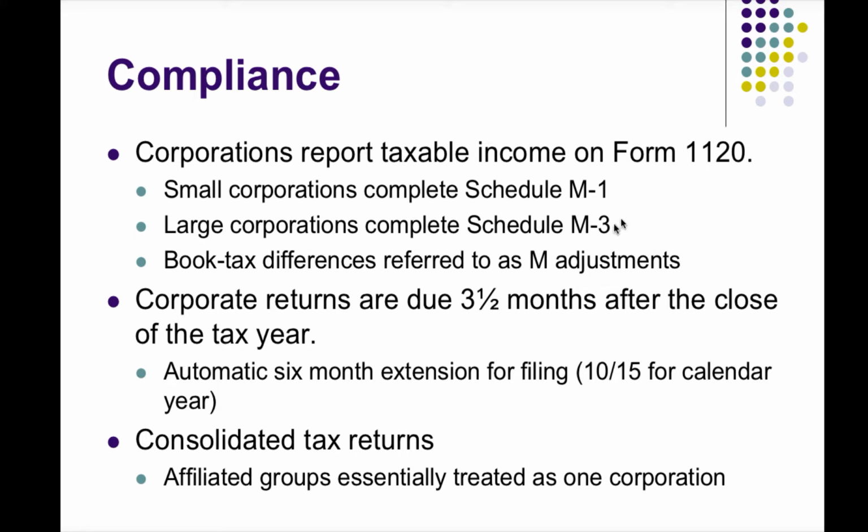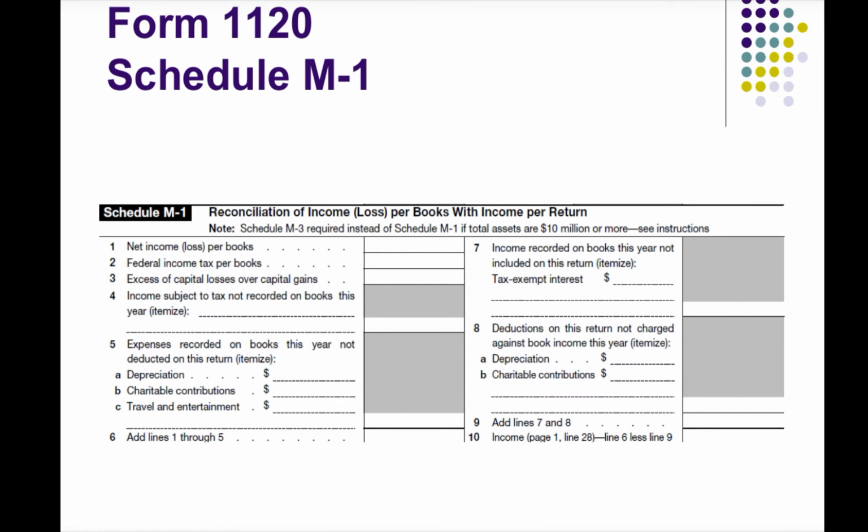Due date for taxes is 3.5 months after the close of the tax year. So again, that's going to depend on when the corporate tax year, the fiscal year, ends. And consolidated tax returns are just what you have to file when you're a consolidated entity. In other words, you're a parent corporation who owns a bunch of subsidiaries.